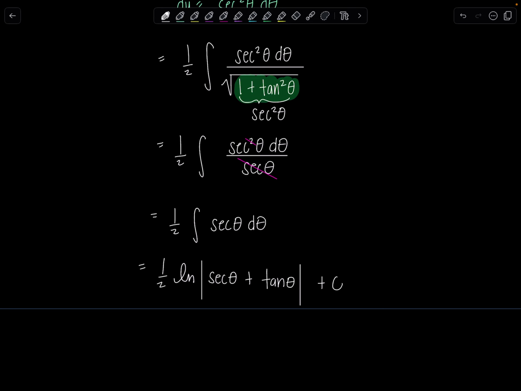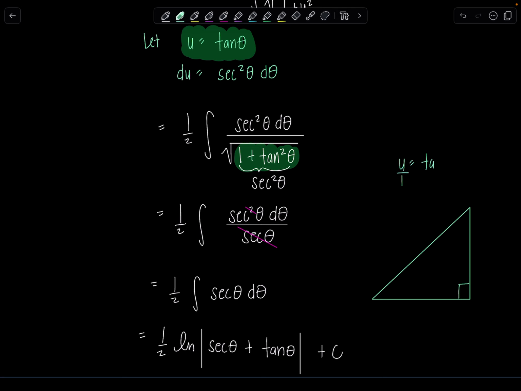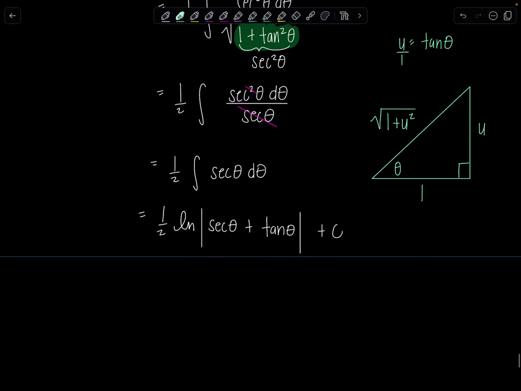And then it's triangle time. So go back to where you first decided your trig sub. Right here, we let u equal tan theta. So if u is tan theta, that's u over 1. So draw a triangle such that the ratio of the opposite over adjacent side is u over 1. And then the hypotenuse would be square root 1 plus u squared. No surprise, we saw square root of 1 plus u squared in the original integral.